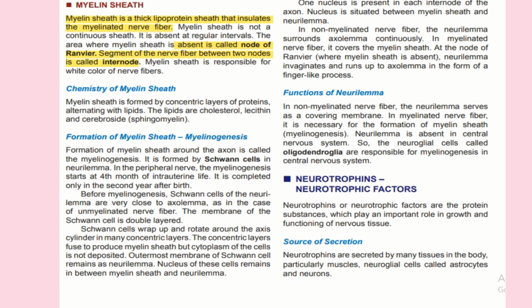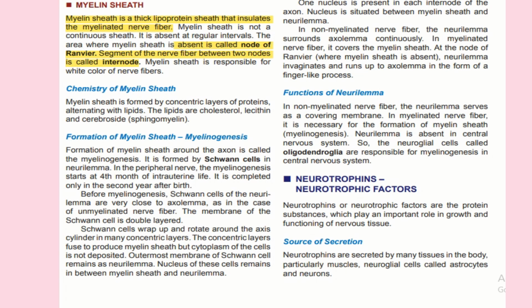Formation of myelin sheath, or myelinogenesis. Formation of the myelin sheath around the axon is called myelinogenesis. It is formed by the Schwann cells in the neurolemma. In the peripheral nerve, myelinogenesis starts at the fourth month of intrauterine life. It is completed only in the second year after birth.